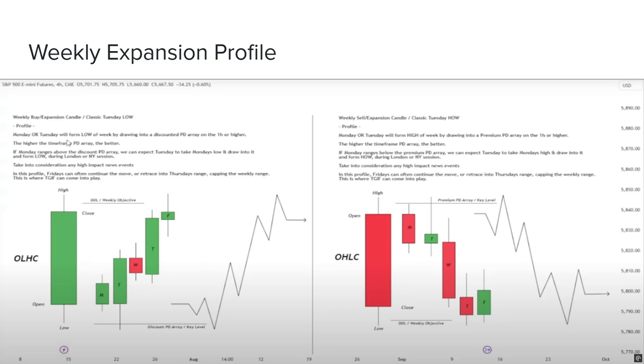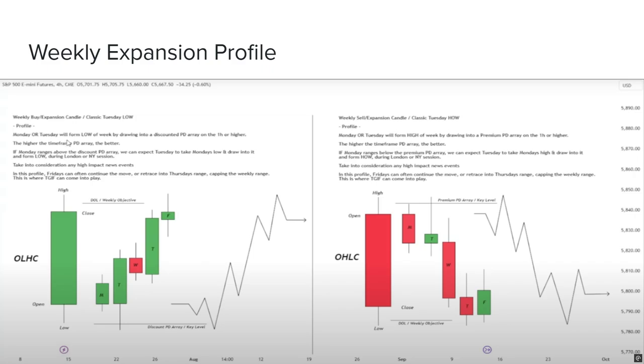The weekly profile number 1, the weekly expansion profile, where you pretty much see Monday open up, Monday or Tuesday will form low of week by drawing into a discounted PD array 1 hour or above. I will come to this later, but I recommend even higher time frames. The higher time frame PD array, the better. Okay. If Monday ranges above the discount PD array, we can expect Tuesday to make London low. So not London low. Tuesday to make Monday's low, and draw into it and form a low during London or New York session.